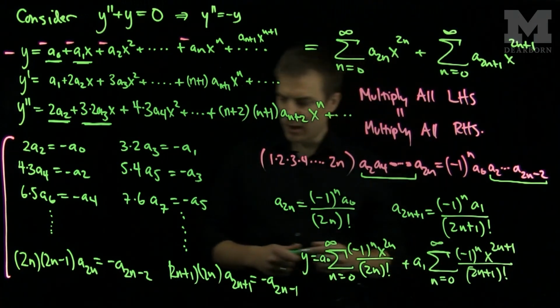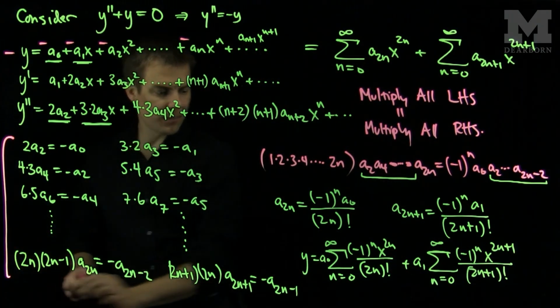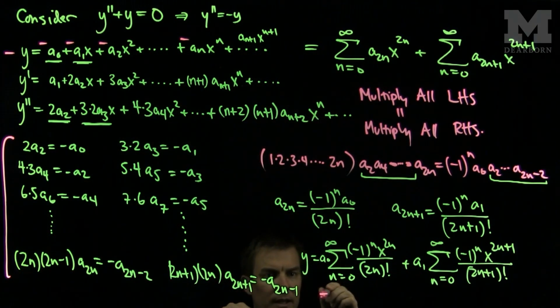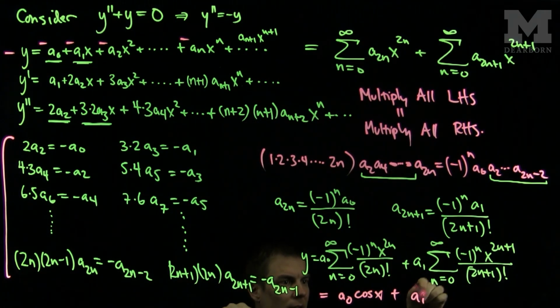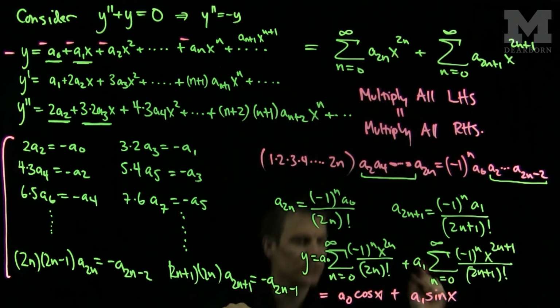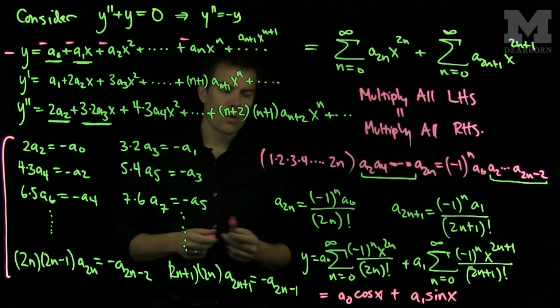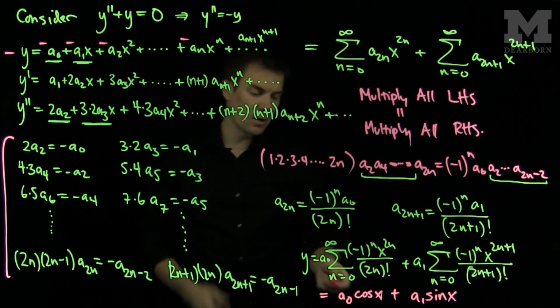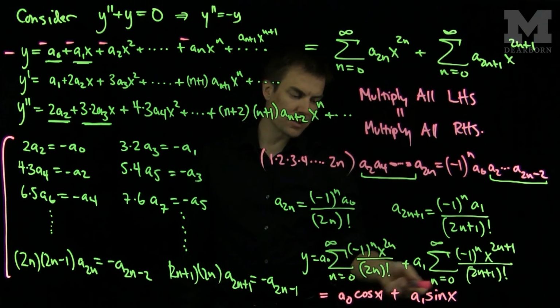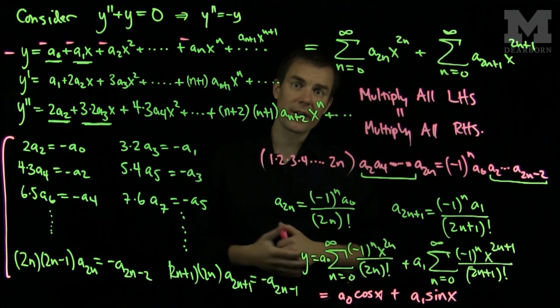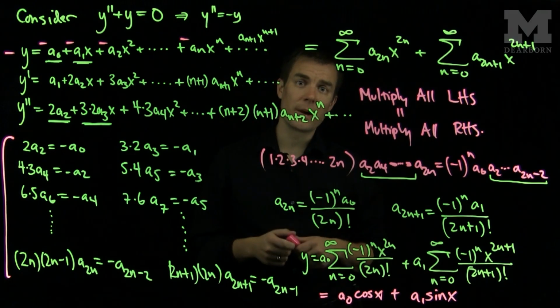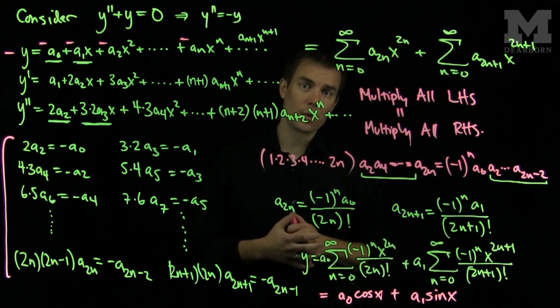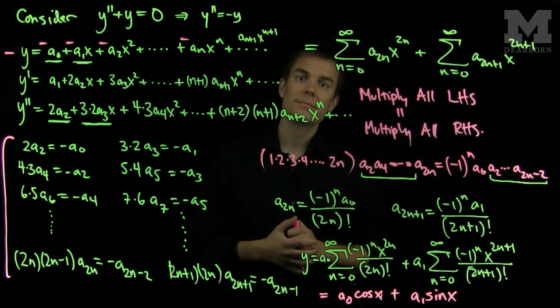And we recognize from Calc 2 what these expressions are. The first expression is a0 cosine x, and the second expression is a1 sine x. So the solution to this equation, y double prime plus y equals 0, is a constant times cosine of x plus a constant times sine of x, and we can verify that's true simply by plugging it in and checking. Furthermore, we know that sine and cosine are linearly independent, so we found a general solution to this ODE using the Taylor series method. Thank you very much.